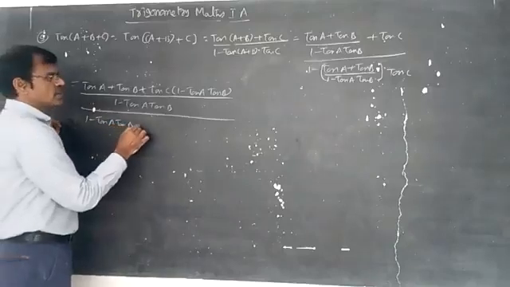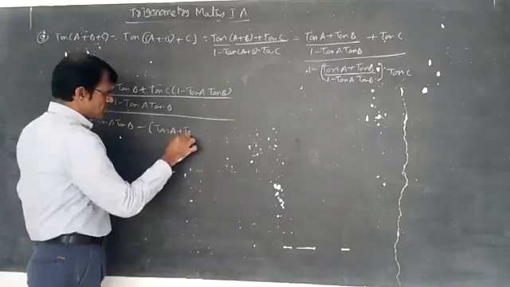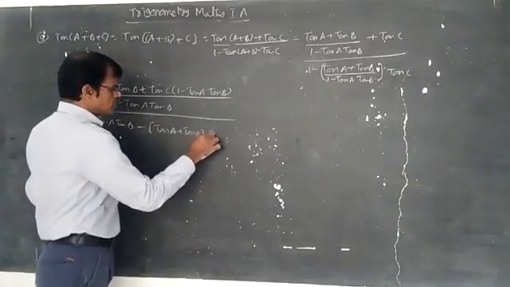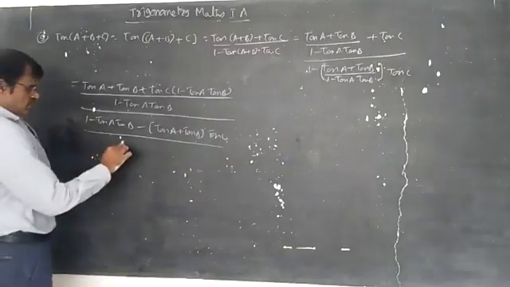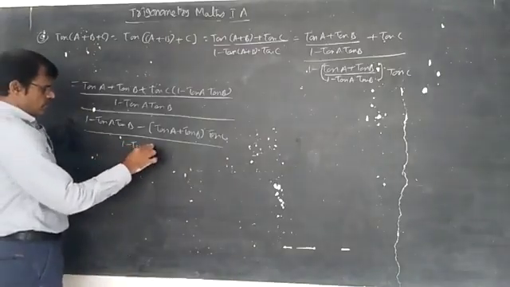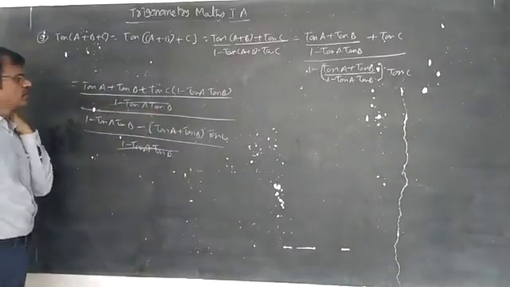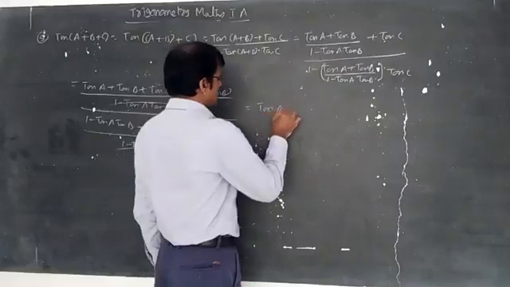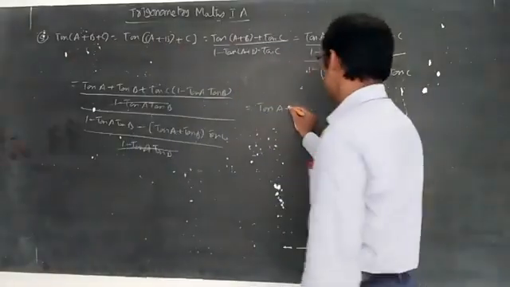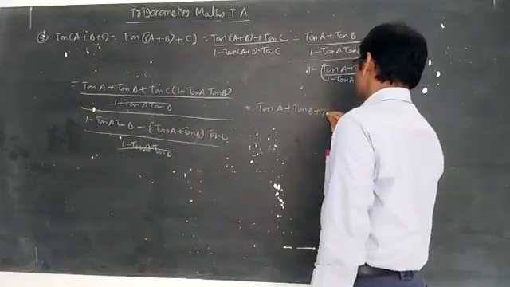1 minus tan A tan B minus of tan A plus tan B into tan C, whole by 1 minus tan A tan B. This 1 minus tan A tan B will be getting cancelled. That is equal to, here you can write tan A plus tan B plus tan C.